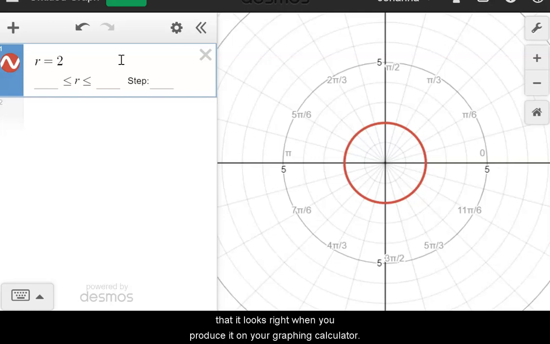This, however, is a good way to produce graphs to be sure that it looks right when you produce it on your graphing calculator. Desmos is fast and it is accurate and it does produce better looking graphs, but it cannot give us the information about where the graph is at a particular theta value. And that is something we will need when we compute area and arc length. Let's move on to the next part.